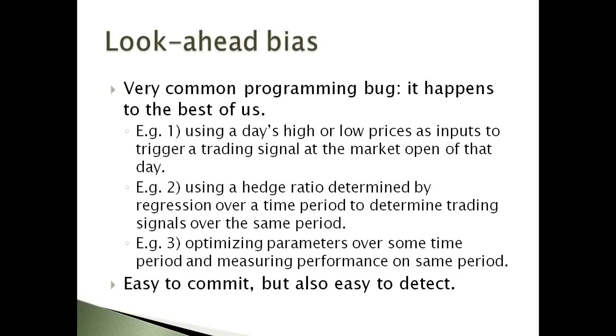And similarly, when you are optimizing parameters, you need to make sure that you retest your model using out-of-sample data, because obviously if you are optimizing your parameters with the same set of data that you're backtesting, it will look very good. But again, in real trading, you wouldn't be able to optimize it unless you use data that occurred in the past. So all these are very common causes of the look-ahead bias. Easy to commit, but actually also easy to detect.